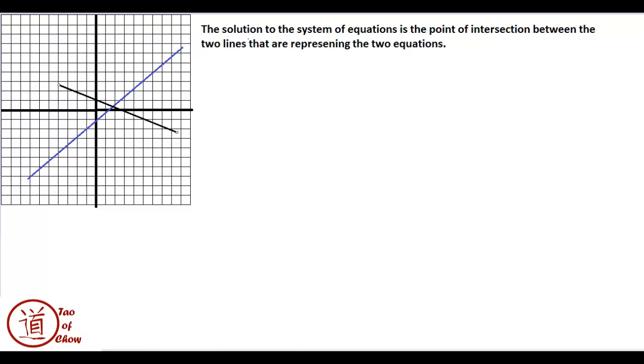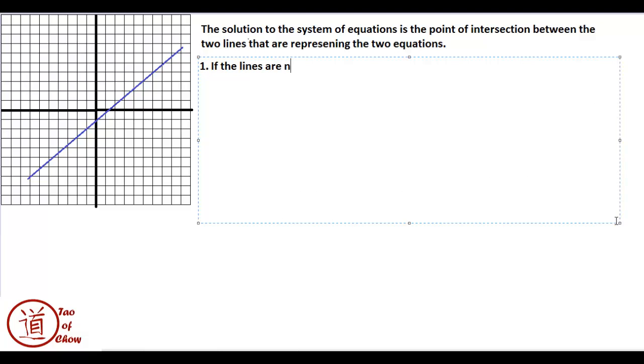The first one is the one that you see right here. That's where the lines meet only at one point. This always occurs when the lines are not parallel. Right, so let's just write this down here. Okay, so 1. If the lines are not parallel, then there will be only one solution to the system of linear equations.